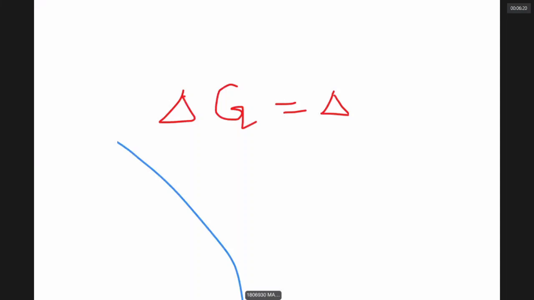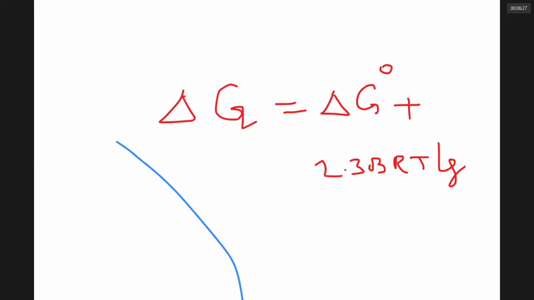Sir, if you want to know the relation between delta G and delta G0, delta G is equal to delta G0 plus 2.303 RT log K. There is a relationship thermodynamics gives, where K is called the equilibrium constant. Are we clear about it, sir? Yes, sir.